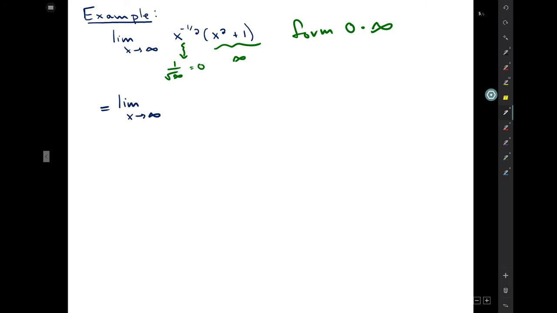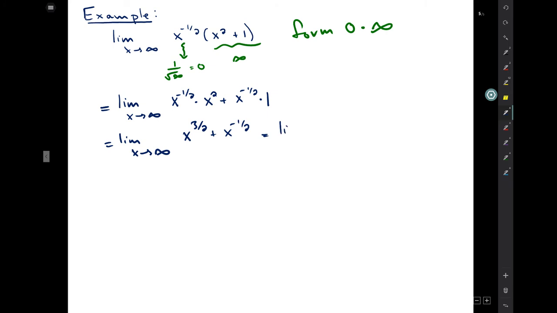I can just distribute this x to the minus 1/2. So I have x to the minus 1/2 times x squared plus x to the minus 1/2 times 1. And so when I simplify, simplifying is an algebraic manipulation. When I add exponents, I get x to the 3/2 plus x to the minus 1/2.